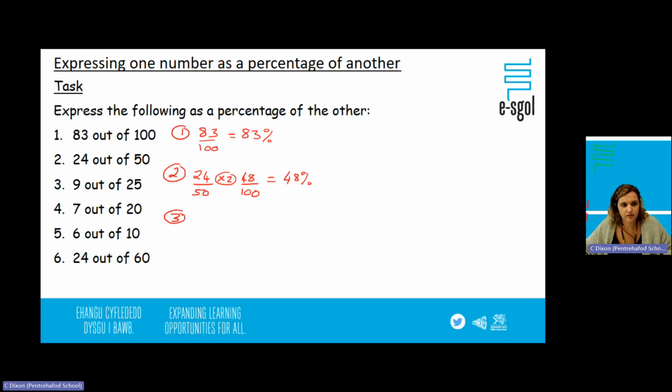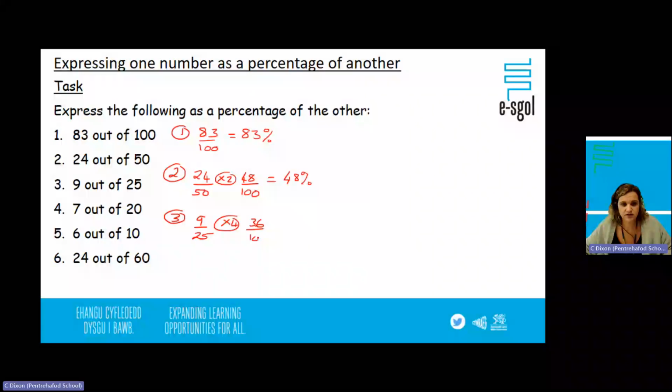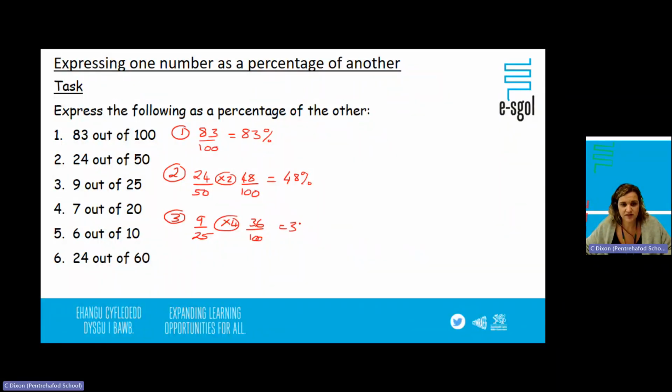Number 3, you would have had 9 out of 25 as your fraction to start. Because 25 goes into 100 4 times, we're going to times by 4, giving you 36 out of 100, meaning that question 3 answer should have been 36%. Question 4, starting is 7 out of 20. Now 20 goes into 100 5 times, so we times by 5. That's now 35 out of 100, giving you 35% for that question.